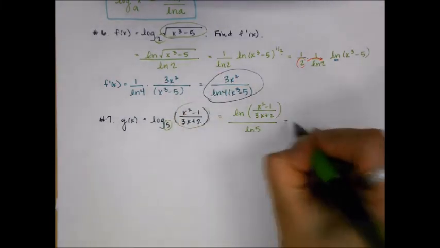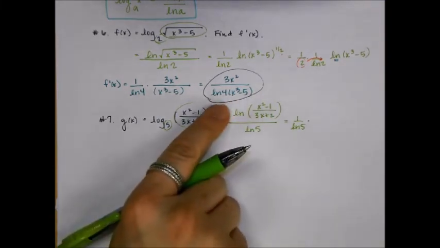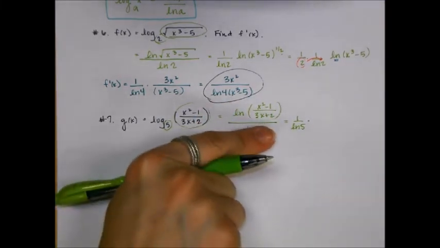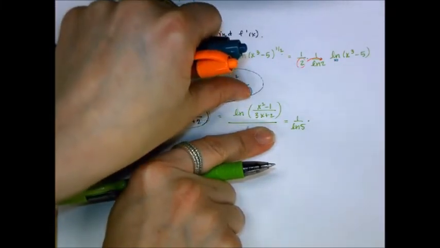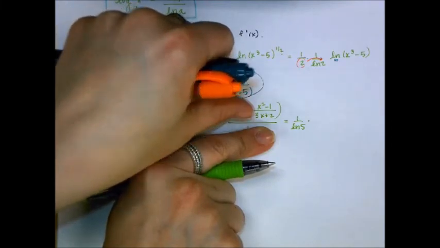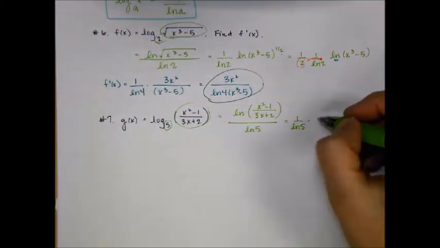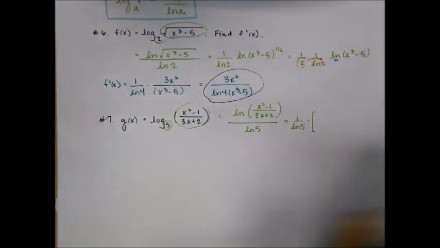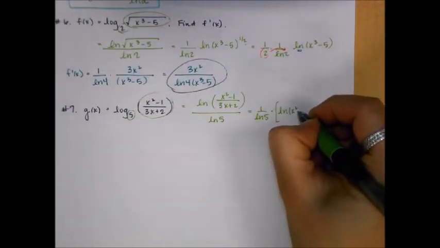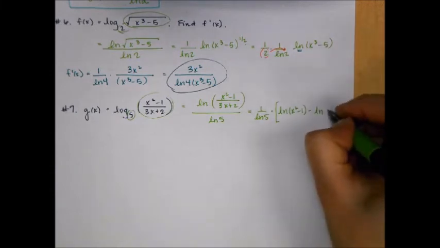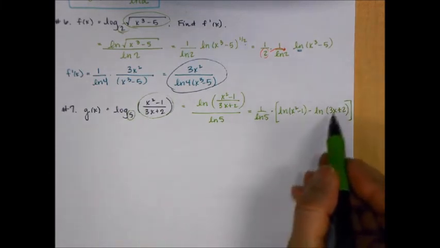The rest of it here that's left, we'll start using our log properties. So our quotient property lets us do the natural log of the numerator minus the natural log of the denominator. So you're creating two terms out of one, and because you have a coefficient here, you want to make sure you use some brackets or parentheses for everything that follows. So the natural log of x squared minus 1 minus the natural log of 3x plus 2. So no other log properties that we can use to simplify before we take our derivative.